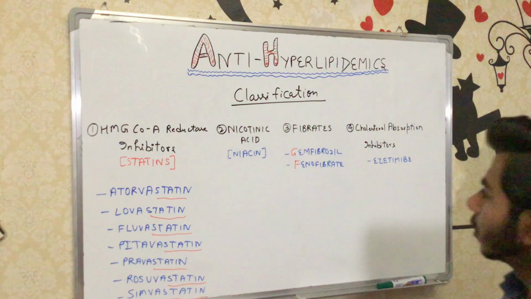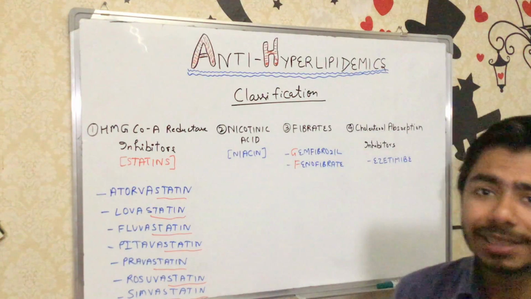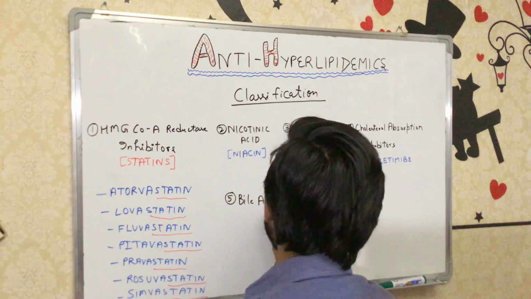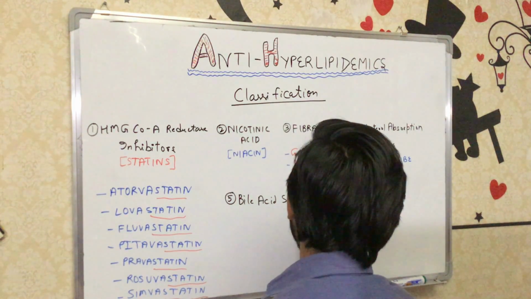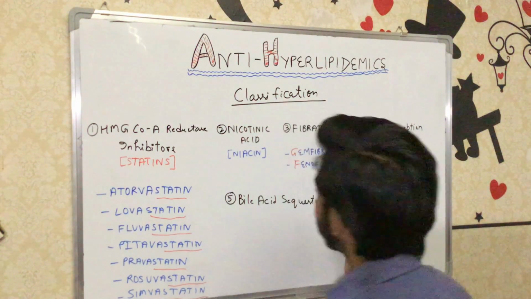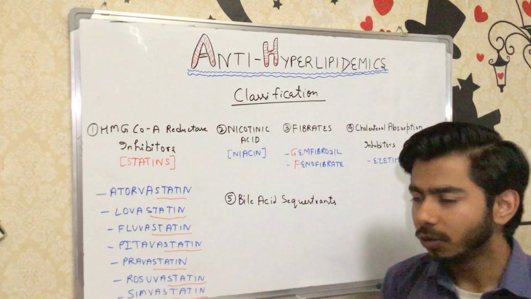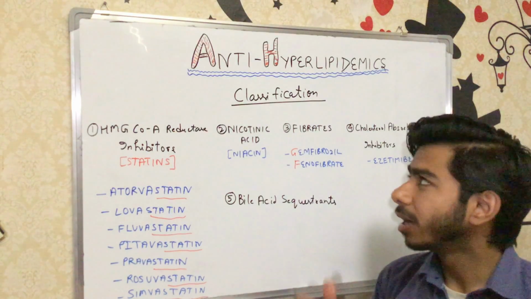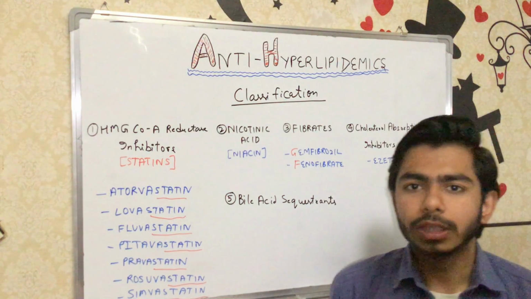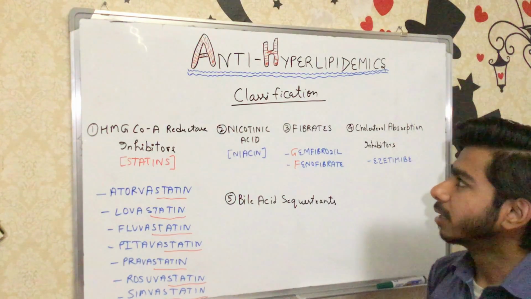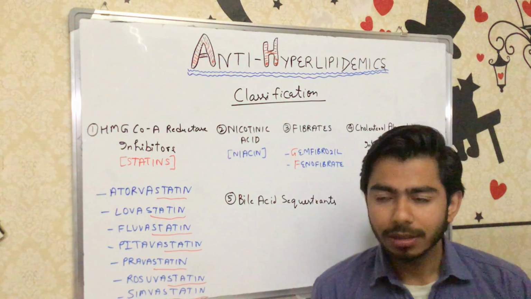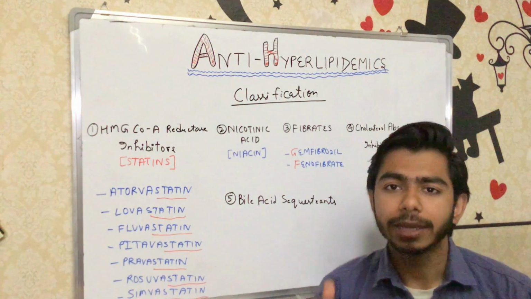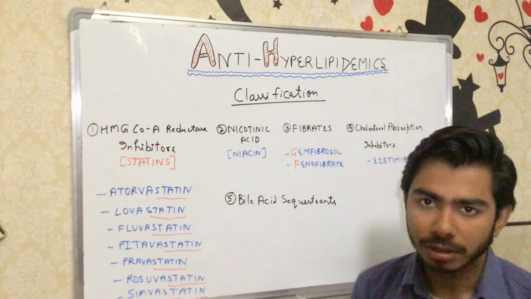Further there are more drugs, for example bile acid sequestrants. Let me write over here for you that they are the bile acid sequestrants. We will talk about each and every drug in the next video. In this video I'm talking about the classification and some points about the hyperlipidemics, so that you can have the concept of how these drugs are going to act against the high concentration of lipids.